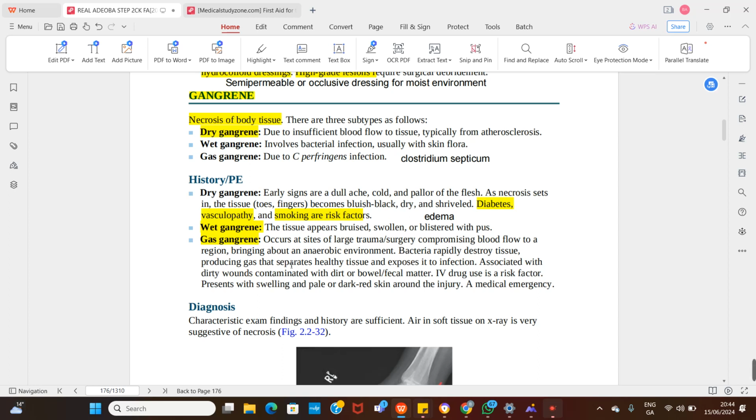There's going to be accumulation of gas. And what happens once this gas is produced? The gas is going to travel within the tissue and is going to separate healthy skin from the affected skin. Now, that healthy skin that is separated is further exposed to the infection. So the infection will keep spreading to the healthy layers like that.